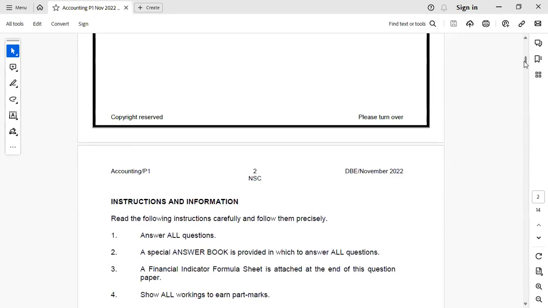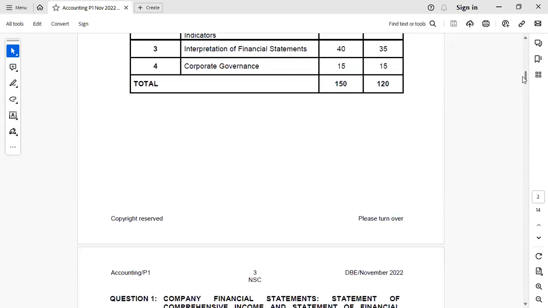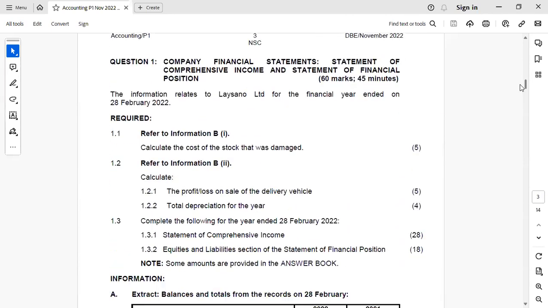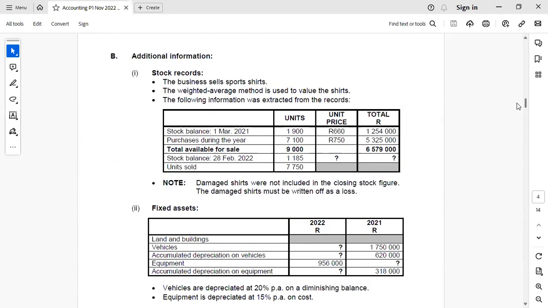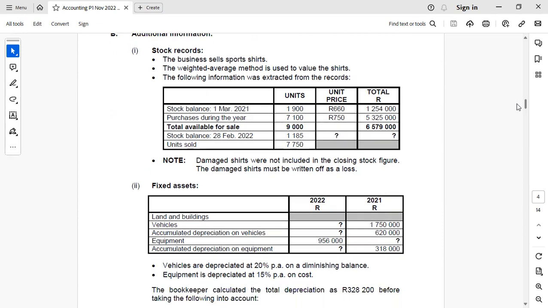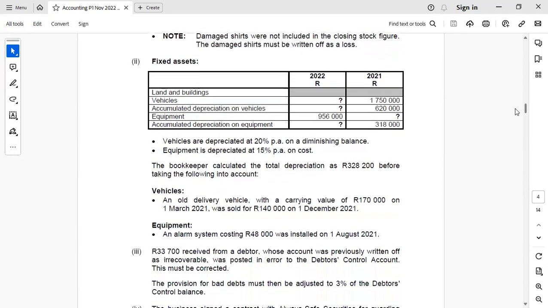Most of my notes actually come from past papers. I just take questions straight from past papers, and obviously I adjust them a little bit. Oh, I like this question here. Your stock records, they did it using inventory or trading stock. You'll learn about that later.